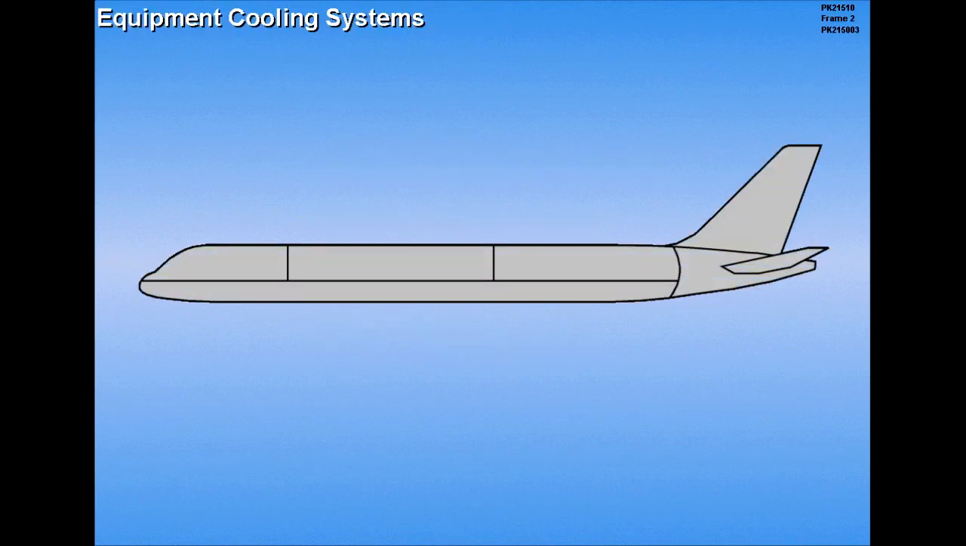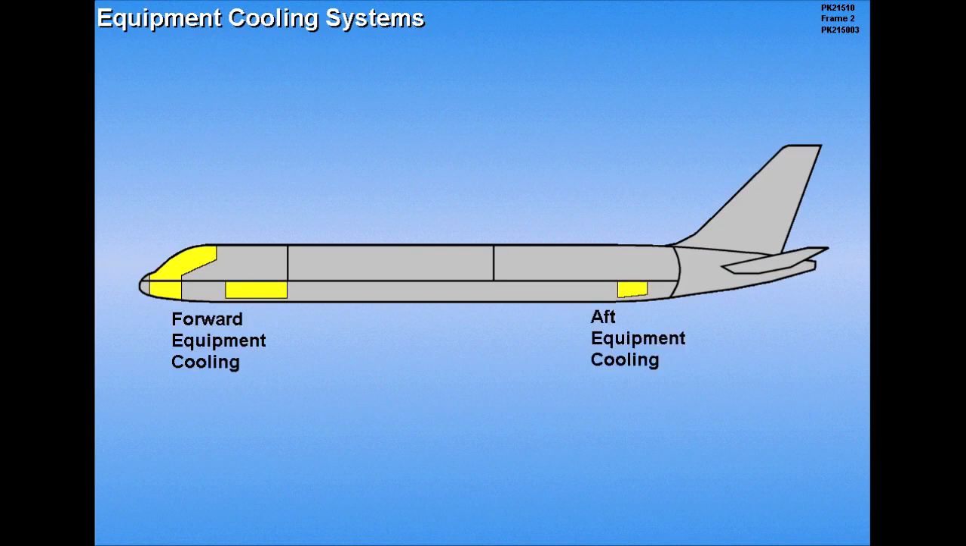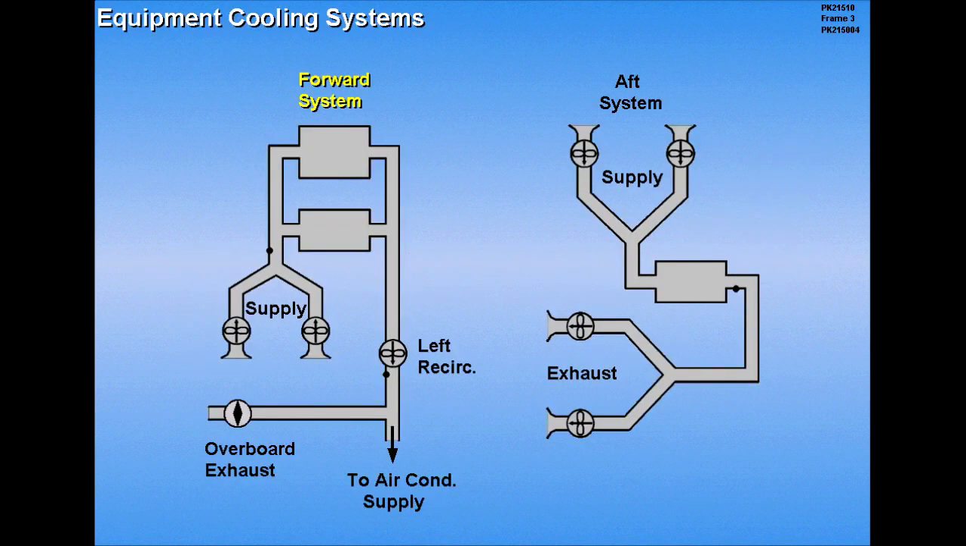There are two separate equipment cooling systems, one forward and one aft. The forward system cools the avionics equipment in the forward E&E compartment and the cockpit instruments. The aft system cools the equipment in the aft E&E compartment.